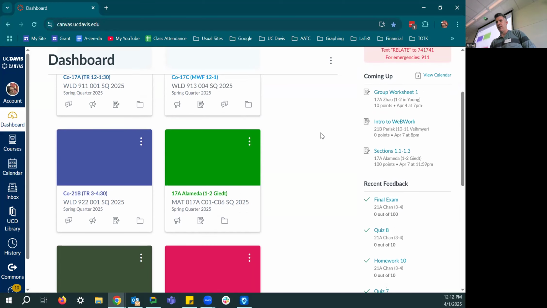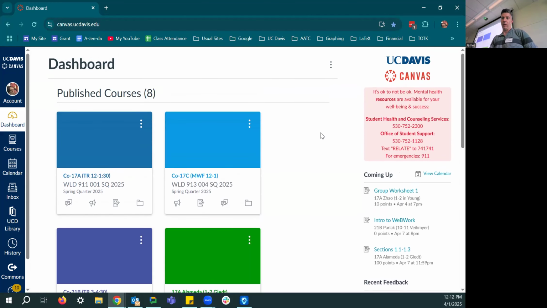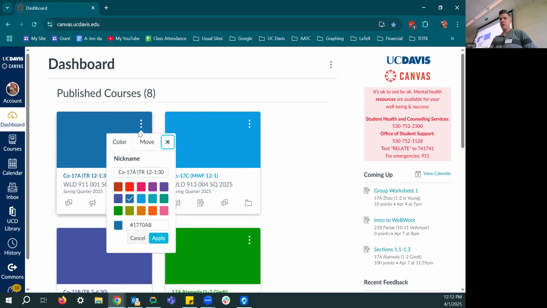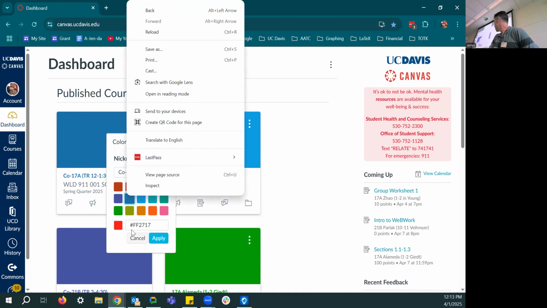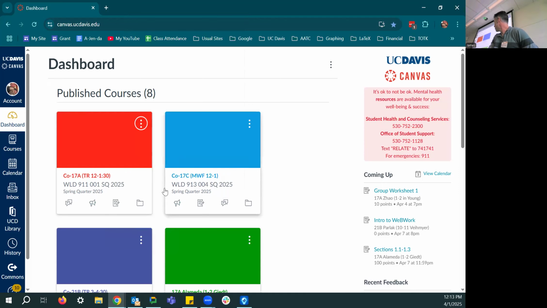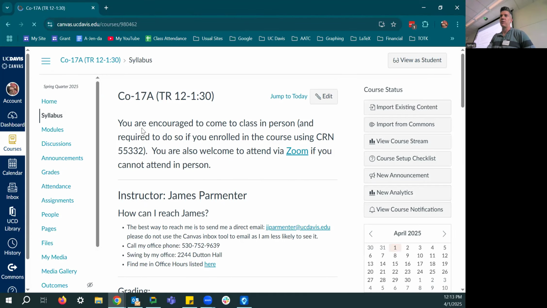Something I always like to point out to students, just because I think it's worth knowing, is that on Canvas, if you hit these three little dots here, you can change both the color of the card and also the name. So I like to write, for example, Co-17A and the day and time that it meets, but you can write whatever you want there. If you have the desire to, you can certainly change that whenever you want. I guess I'll change it back to blue later.